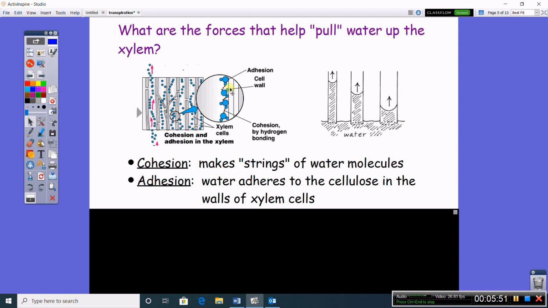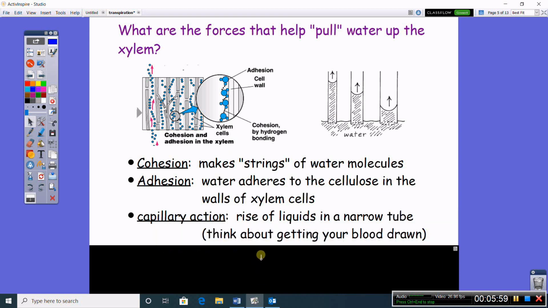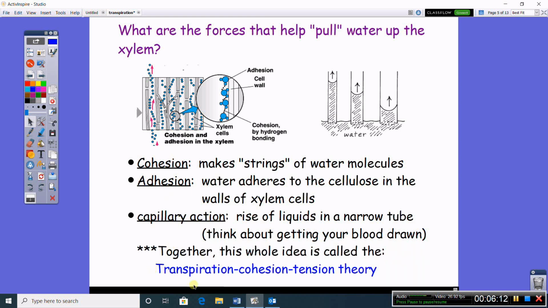But when they are attracted to the cellulose molecules in the walls of the xylem, that's considered adhesion. Okay, and then capillary action, that is the rise of liquids up a narrow tube, like when you get your blood drawn. So those three things together are really the driving forces that help pull the water up the xylem. We already said that transpiration was a driving force.